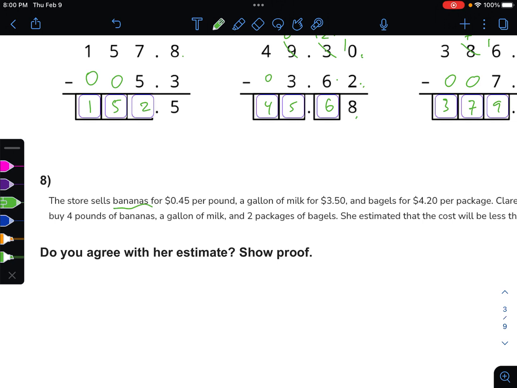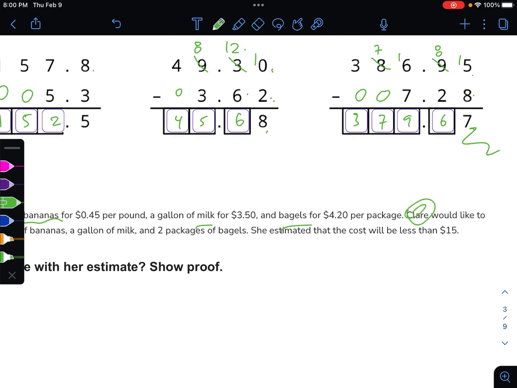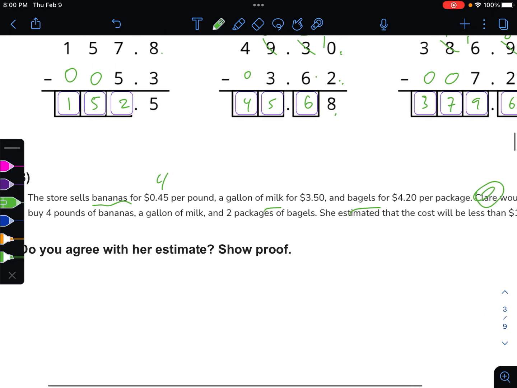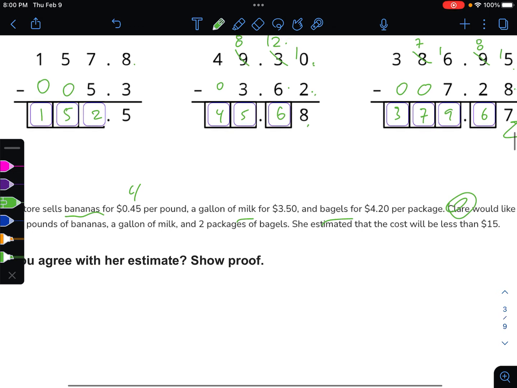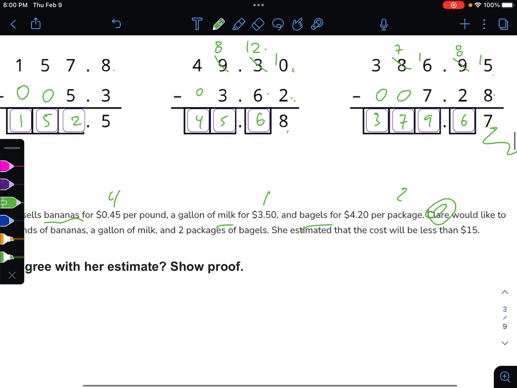So we got a store selling bananas and milk and bagels. Let's see, Claire. Oh, Claire, what do you want to do? She's going to buy 4 pounds of bananas. So I need 4 of those. She wants 2 packages of bagels, which is this. Oh, and just 1 gallon of milk. Okay? So look what she did. She estimated the cost is going to be less than 15. I'm going to pay attention to that, less than.